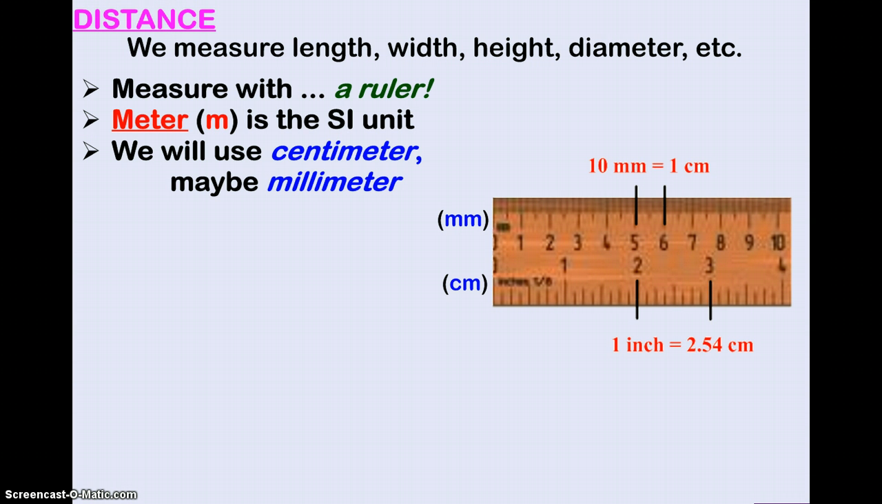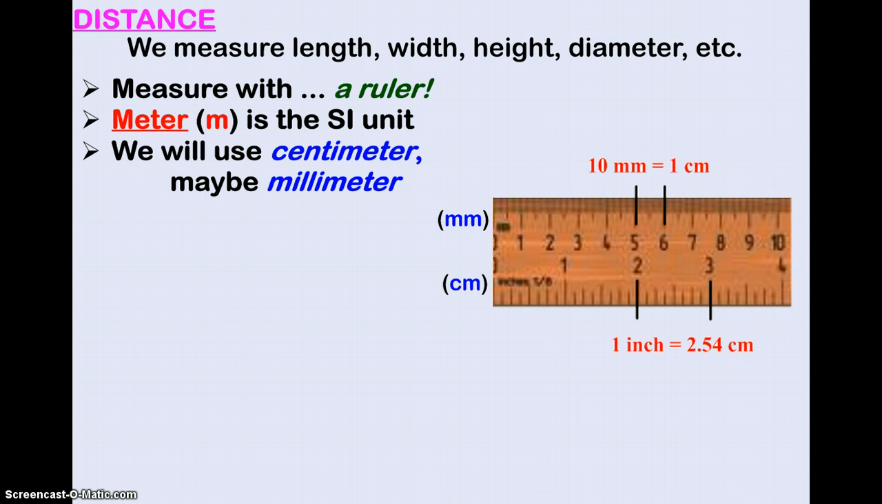First up, distance, basically meaning dimensions. We can measure length, width, height, diameter, etc. In chemistry, we measure with a ruler. There's really no reason to use anything bigger than that, like a meter stick. The meter is the SI unit, and we can use variations of that, like the centimeter or the millimeter.